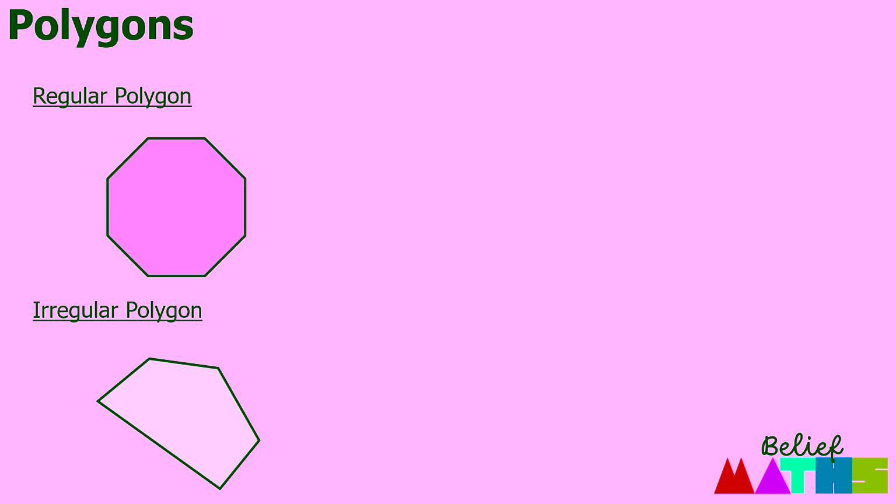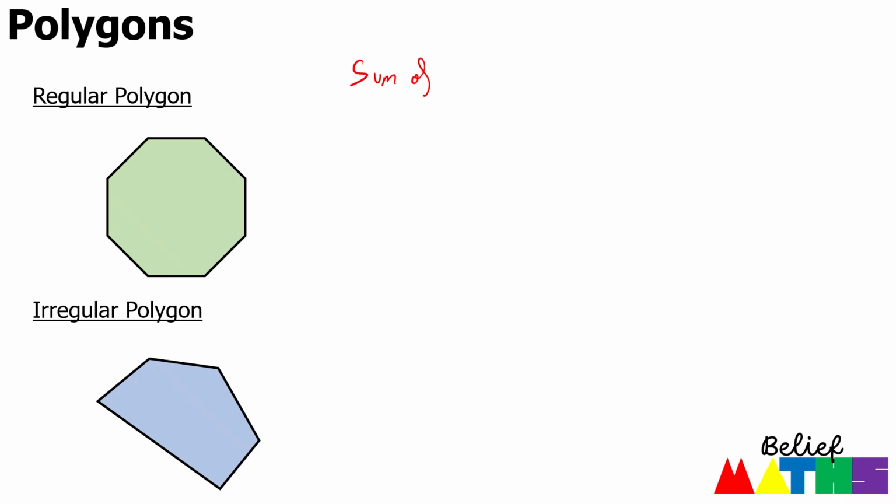Now very simply, we've got polygons next, and polygons, we've got regular and irregular polygons. The only difference is that regular polygons, all the angles are equal and all the sides are the same length. Irregular, they're not. There's three rules we need to have. There's the sum of the interior angles, and that's n minus 2 times 180, where n is the number of sides.